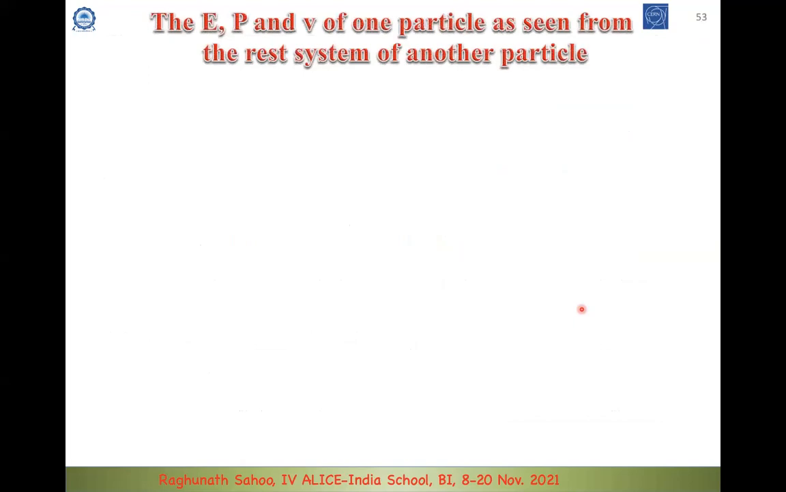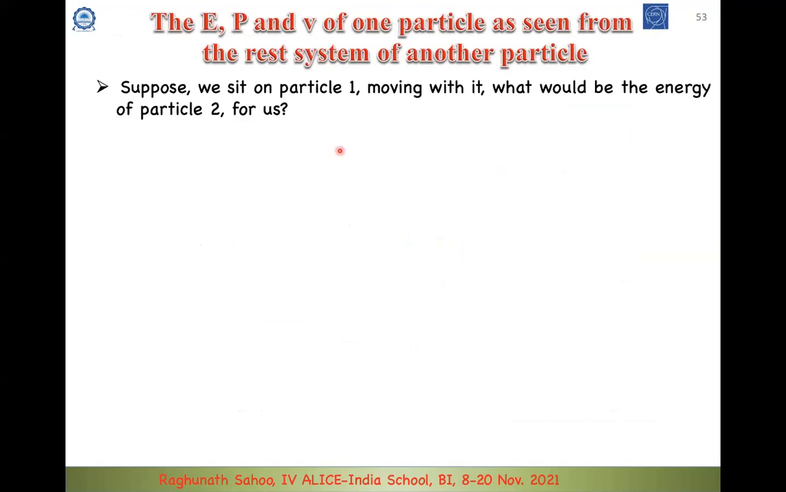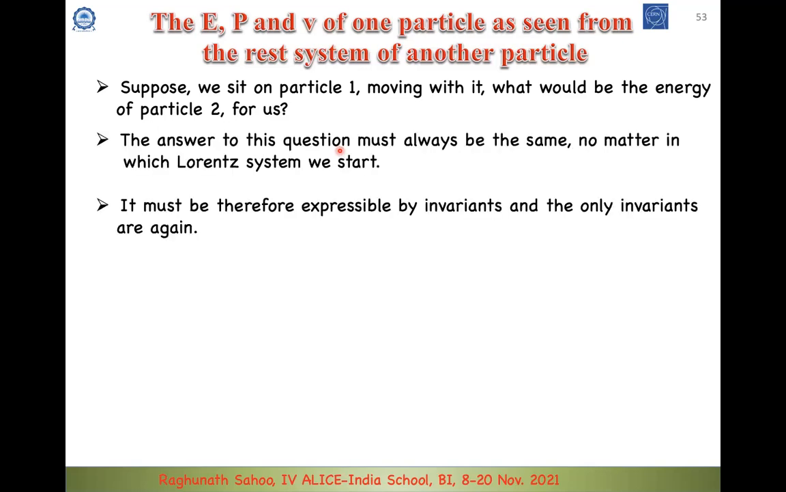Okay, so now let me go to the situation where I want to sit on one particle and measure the energy and momentum of the other particle. The meaning is, in the frame of reference I am choosing, I am sitting on one particle, so the particle's momentum is 0 to me, right? Because I am on the particle itself and looking at another particle. So this kind of situation may arise.